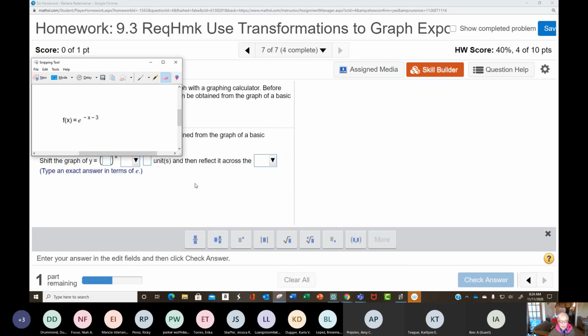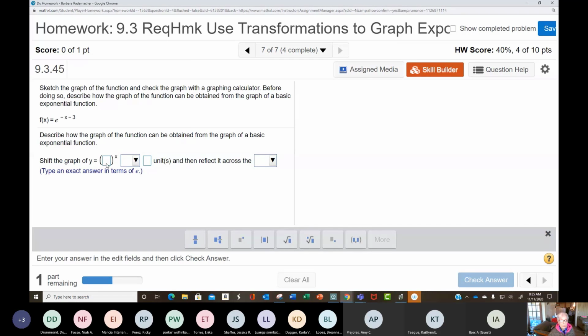Okay, now, this has always perturbed me. Let me analyze this for you first. The negative sign in front of the x means you're going to reflect across the y-axis. It's a sideways or horizontal reflection. Then you're going to move the graph 3 units to the right. So, let us begin.